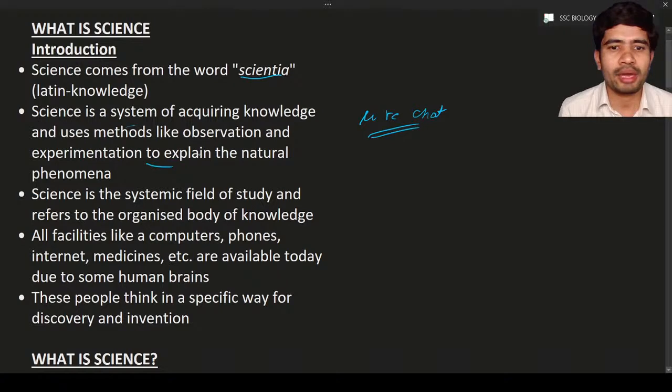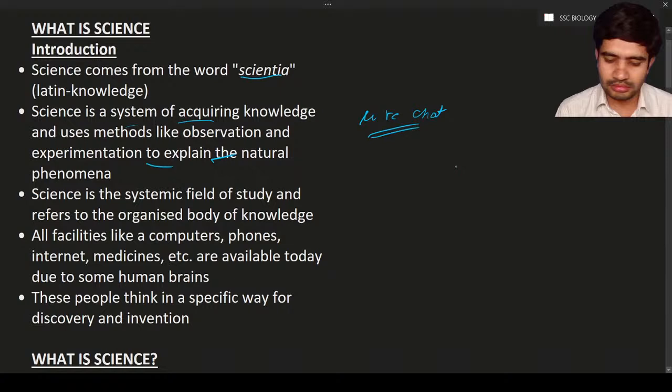So what do natural phenomena mean? Whatever things occur in nature are known as natural phenomena. What is meant by acquiring? Acquiring means gaining. So gaining knowledge is known as acquiring knowledge.